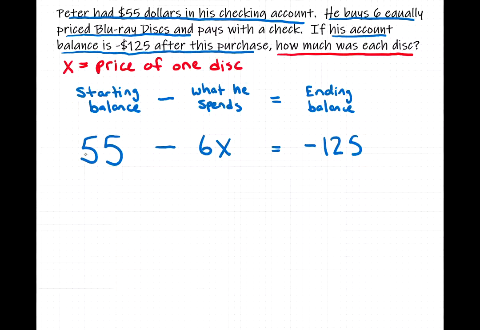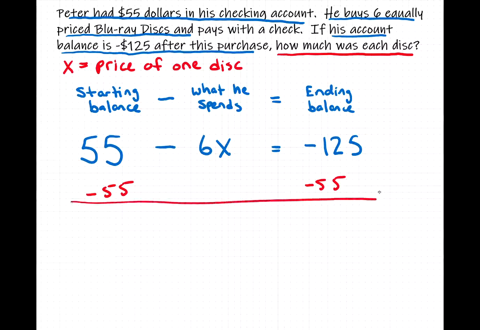So we have a 55 here. We could get rid of 55 by subtracting 55 from both sides of the equation. So the positive 55 and the negative 55 will cancel. So we have negative 6x is equal to, well, negative 125 minus 55 will give us negative 180.